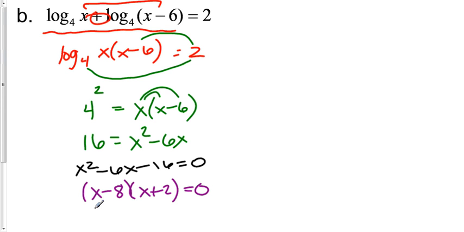Each factor is set equal to 0. If x minus 8 equals 0, then x would equal 8. If x plus 2 equals 0, then x would equal negative 2. Now, you should check your solutions here. If I plug in 8, I'm going to take the log of 8 and the log of 2. That's good. Remember, you can only take logs of positive numbers, so 8 works.